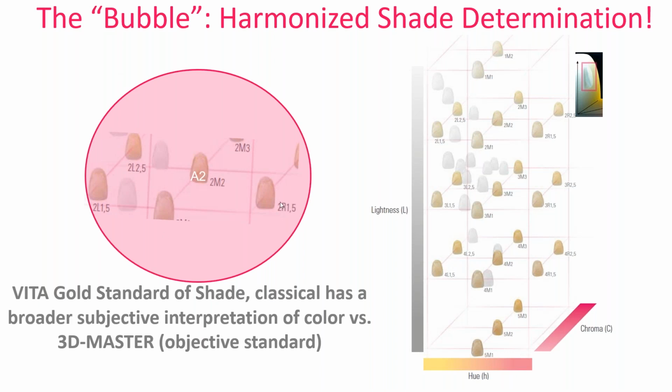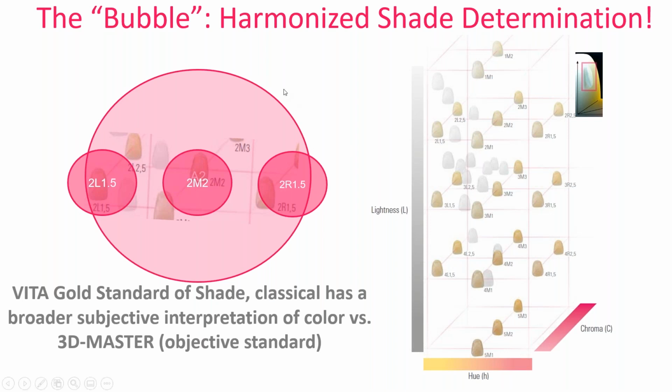So this is the bubble on the classic shades. Because they have a broader, unevenly spaced interconnected space between the different colors, they have a larger spacing to them. So when you combine it with a 3D Master, what might be A2, now you have maybe 2M2, or a little bit more reddish, 2R1.5, or 2L1.5, a little bit more yellowish. So now you've got more interpretation, more likelihood of selecting a more defined and better shade for that natural tooth when you select the shade and prescribe it.